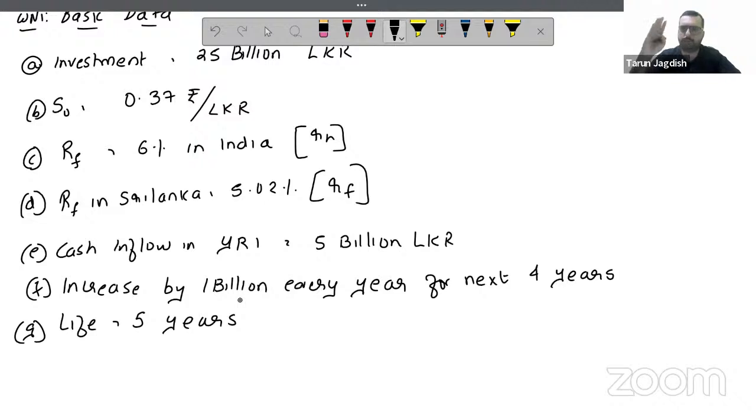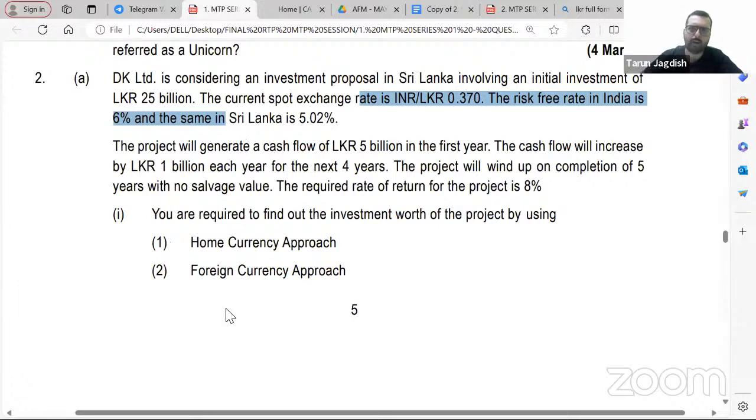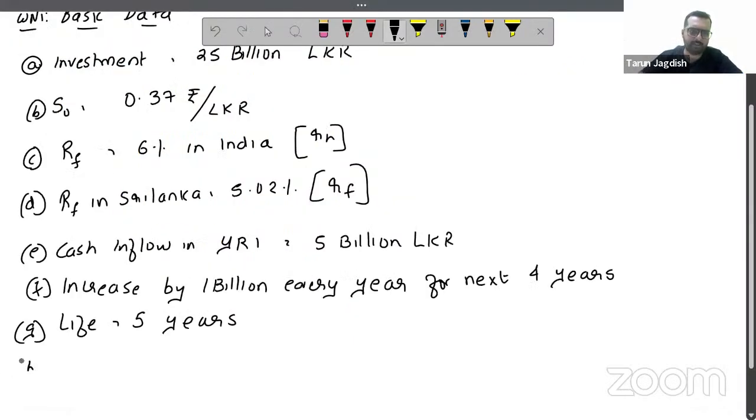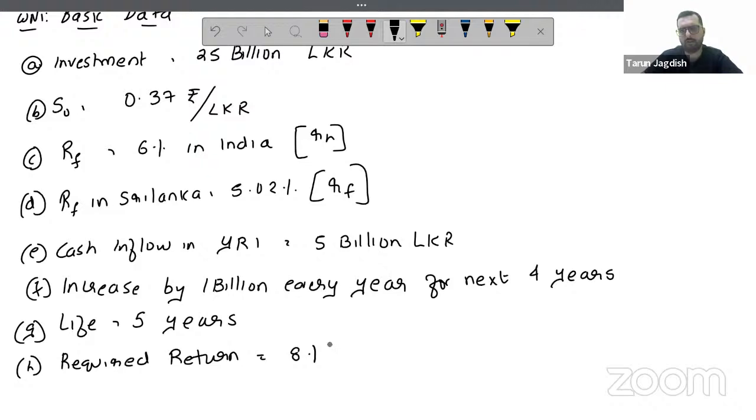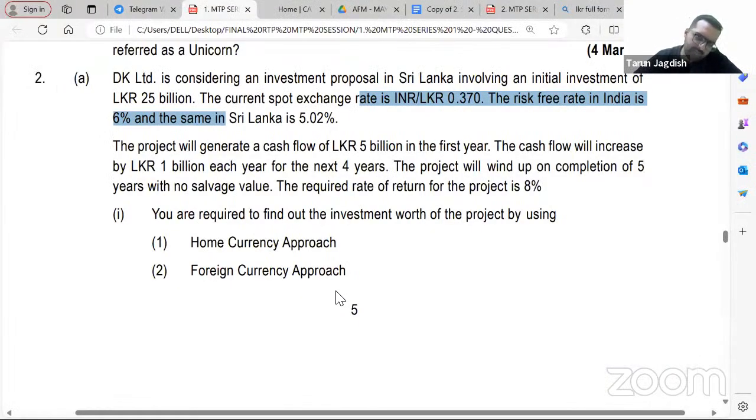So year 1, 5 billion, then every year 6, 7, 8, 9. Like that it will go up. All right. And the required return for the project is 8%. They are asking you to find out the net worth using home currency approach and foreign currency approach. One problem is whether this 8% is in India or in Sri Lanka, they have not told it, friends.